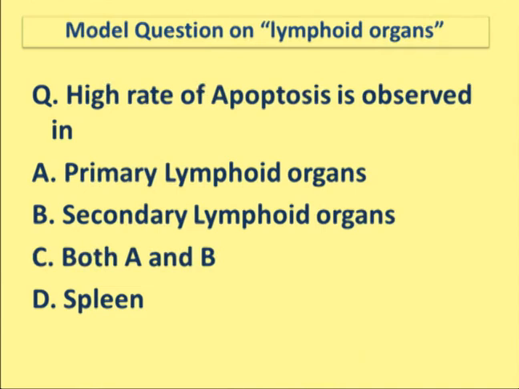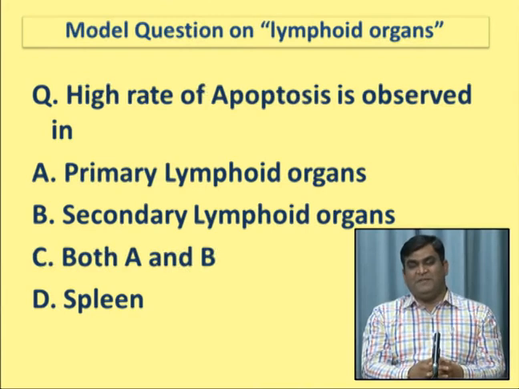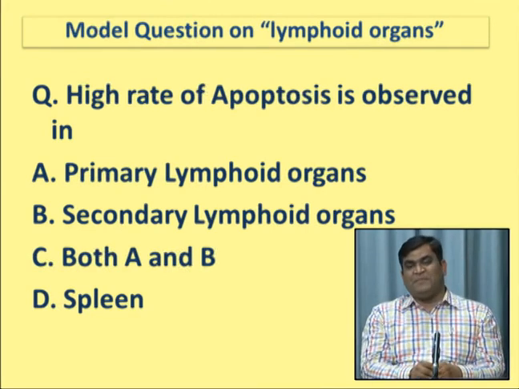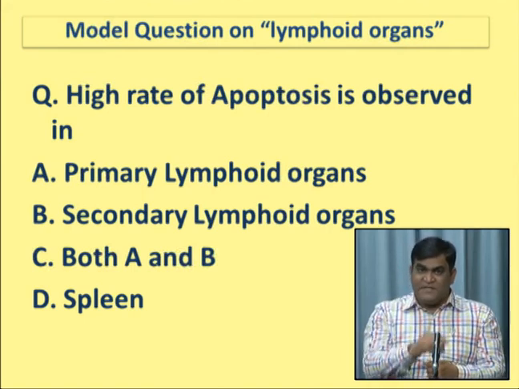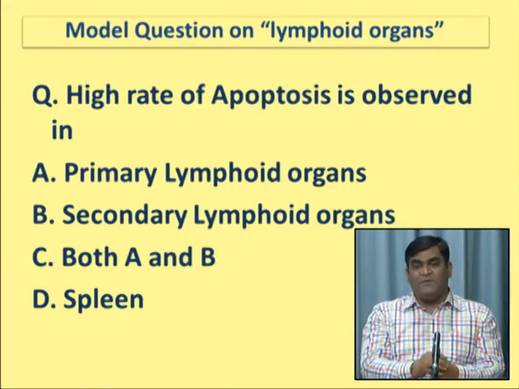Now here comes a very interesting thing. High rate of apoptosis is observed in: primary lymphoid organs, secondary lymphoid organs, both primary and secondary lymphoid organs, and D, spleen. Actually it is a very interesting thing. Why is there apoptosis taking place in any kind of lymphoid organs? Let me first give the right answer. High rate of apoptosis is observed in primary lymphoid organs.